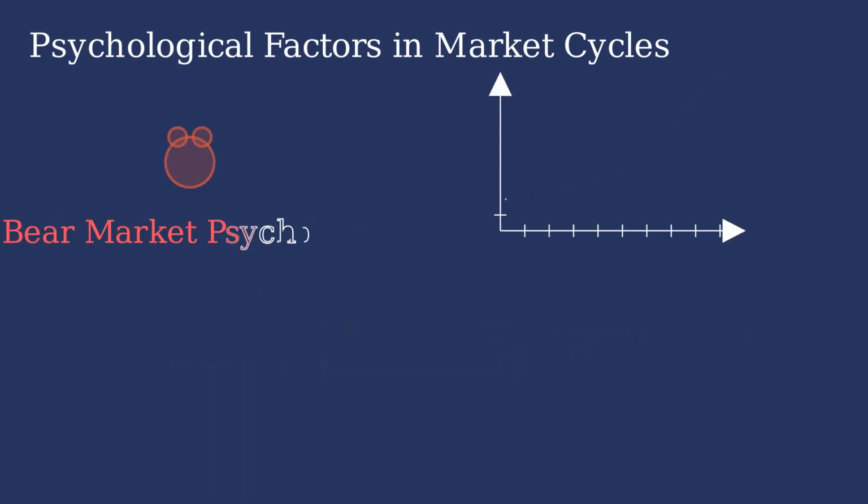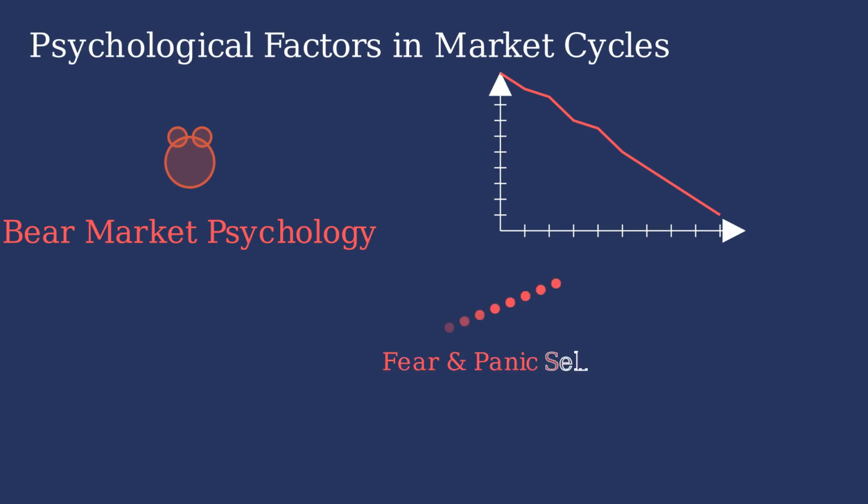In bear markets, fear dominates, sometimes causing panic selling and driving prices below fundamental values. Panic selling occurs when investors rush to exit positions simultaneously, creating a cascade of selling pressure.